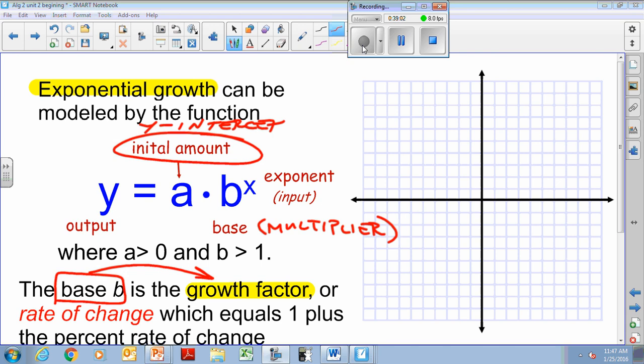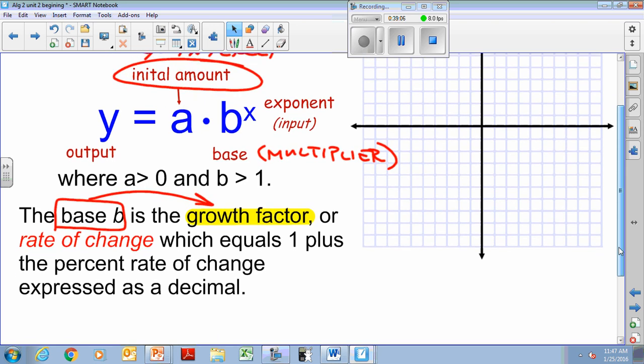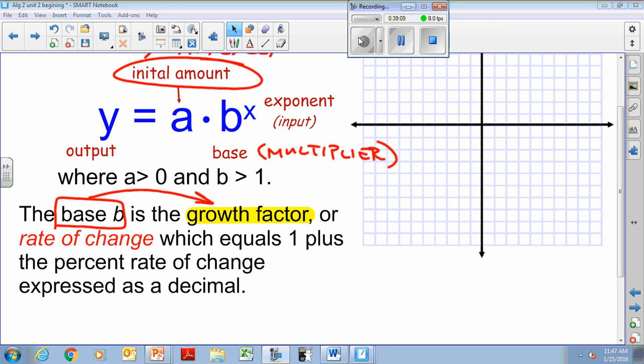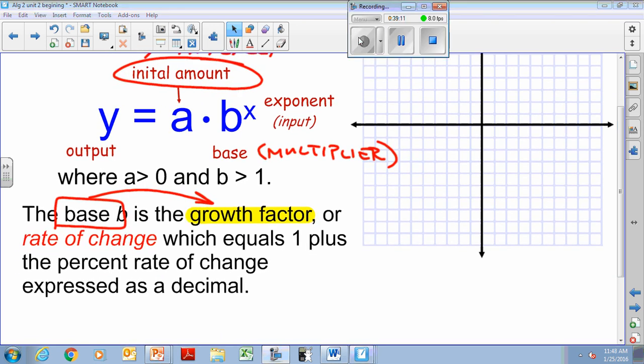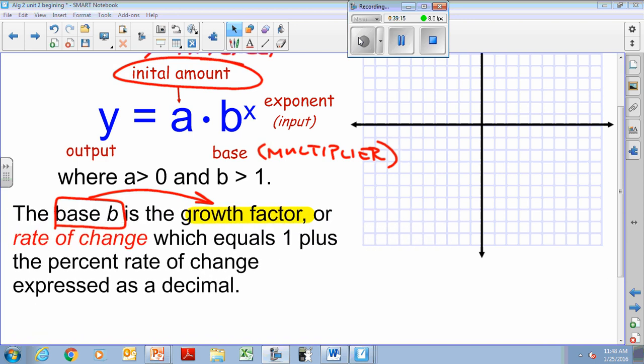Let me see what's happening here. Unit 3, I'm going to do homework. The rate of change. I knew B had a bunch of different names. Oh, that's sweet. B is also called the rate of change, which equals 1 plus the percent. Oh, shoot. Rate of change, we'll say that for another time. There's certain things we do when there are percents in there.